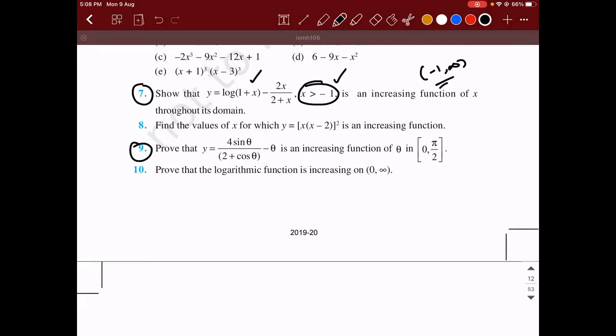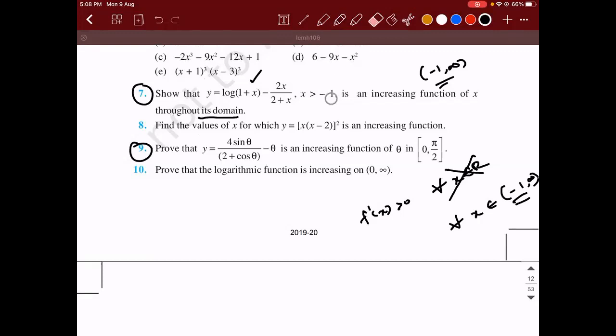Our job is to prove that this is an increasing function throughout its domain. Means if I'm able to prove that f dash of x is greater than 0, but not for all values of x that belongs to R. No. For all values of x that belongs to minus 1 to infinity. Correct? Yes, sir. So what is the only option we have? Since it is an application of the derivatives concept, we will try to solve the problem using derivatives.